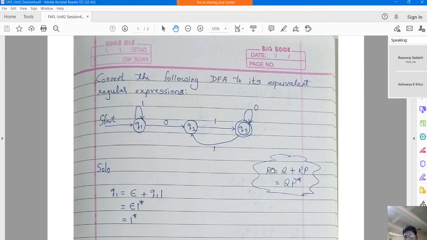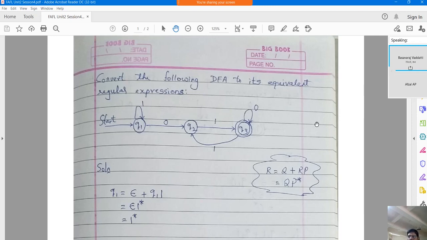Okay. R equal to Q plus RP. Here R is one regular expression, Q is another regular expression, and the same R which is on the left hand side appears here, and P is a different regular expression. This can be simplified as R equal to QP star. The R on the left hand side is eliminated here. This is an identity, a formula, in regular expressions.